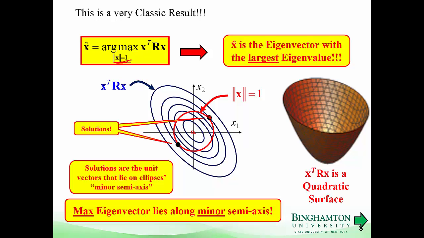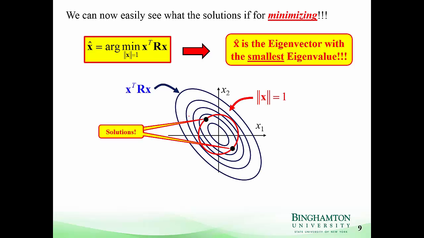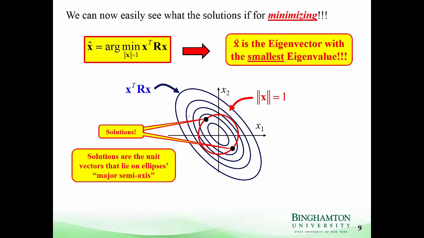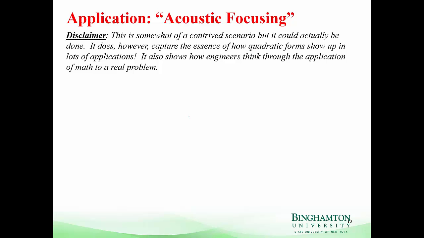Well, this was maximizing because we hit the farthest out ellipse that touches the circle. Well, we've already said that this will give us the smallest value of this. So minimizing, we could go through the same Lagrange multiplier problem, but we know the answer already from having gone through it once. We know that those are our solutions. So the solutions are the unit vectors that lie on the ellipse's major semi-axis. So the minimum eigenvalue eigenvector lies along the major semi-axis.